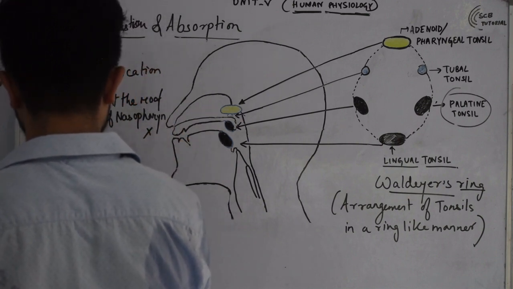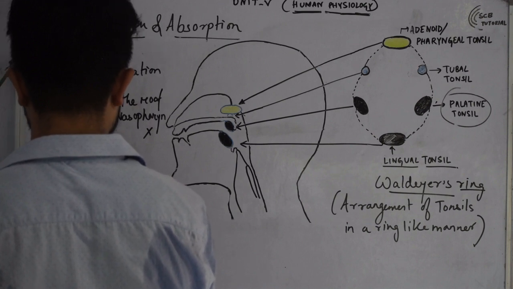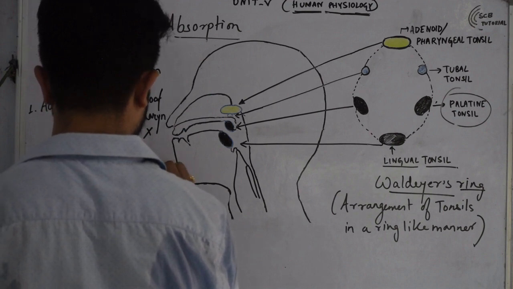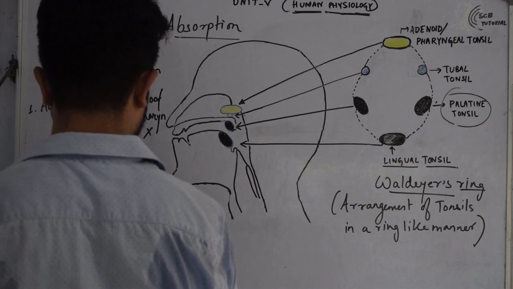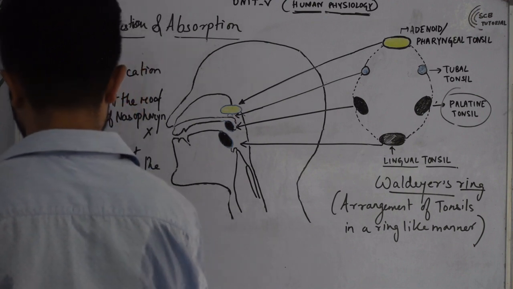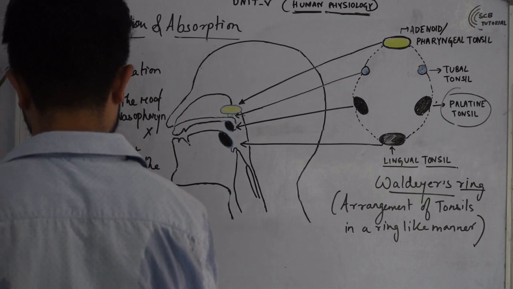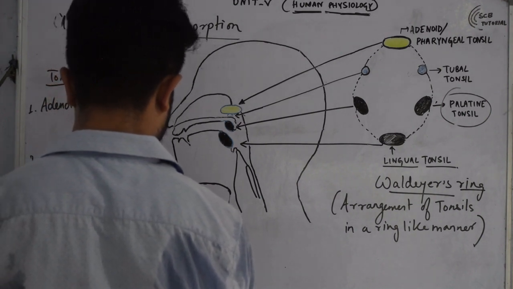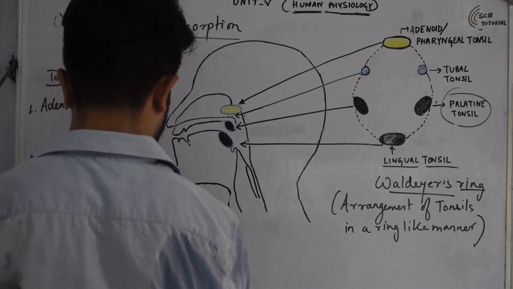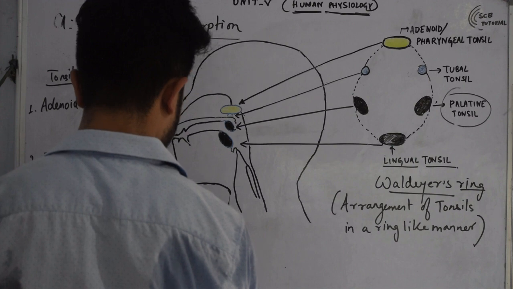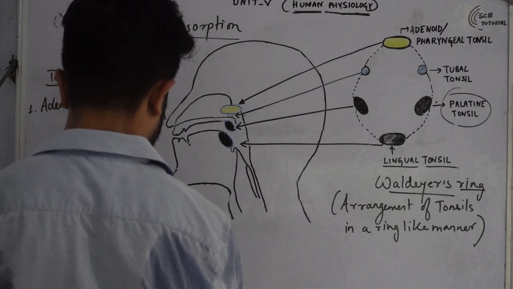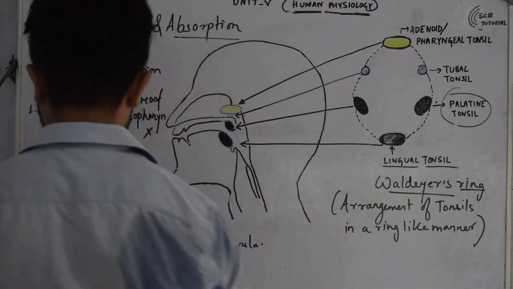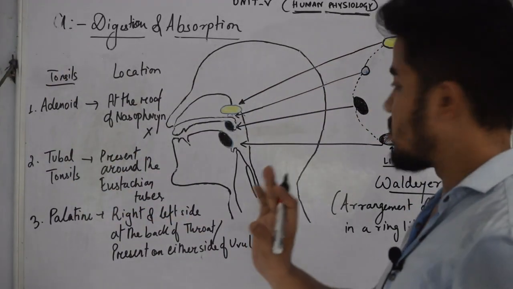What is the location of the tubal tonsil? Present around the eustachian tube. And what is the location of the palatine tonsil? Right and left side at the back of the throat, or it is present on either side of the uvula. Okay, so this is the adenoid tonsil, tubal tonsil, palatine tonsil location, right?